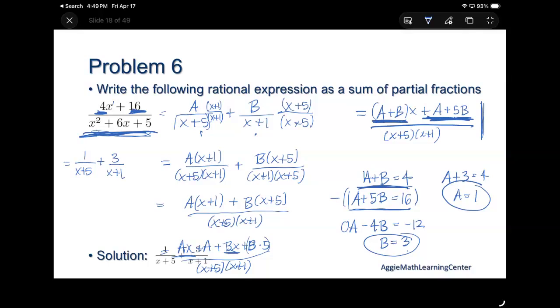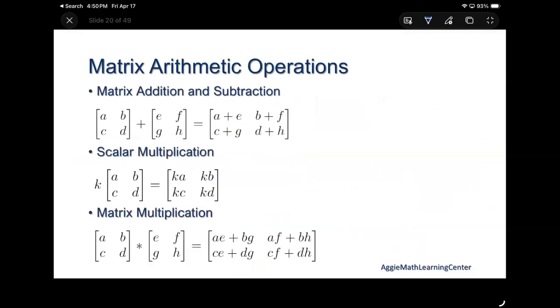It's totally hidden, but that's our answer written a little cleaner. Okay, matrix, everything's okay.